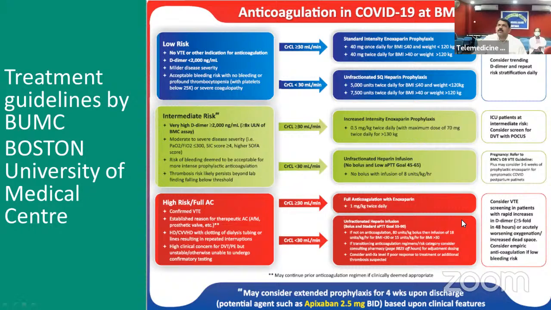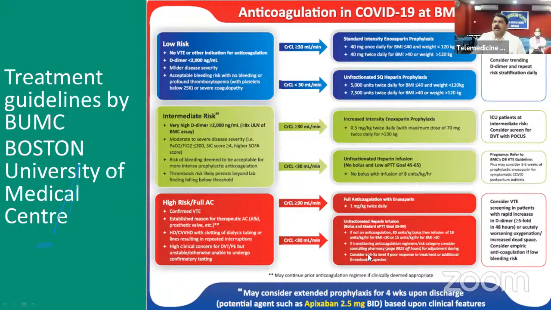More than 30, usually go for enoxaparin 1 milligram per kg twice a day, or 40 twice a day. Unfractionated heparin in patients with low creatinine clearance, the bolus and start PTT goal of 55 to 90, and if not on anticoagulation, 80 units per kg bolus, then infusion of 18 units per kg per hour for BMI less than 30, or 15 units for BMI more than 30. It can be planned in this patient, the intravenous route.